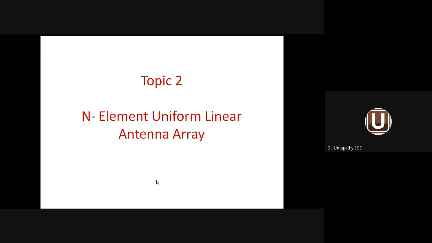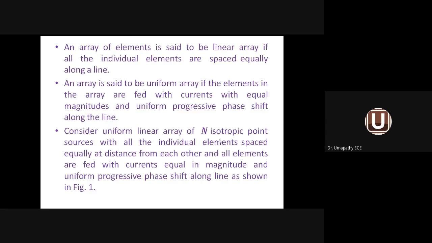Now, the n element uniform linear antenna array. With this topic, let me close the lecture. We have seen initially what is meant by an antenna array, the types of antenna array, and the 2-element antenna array, that is, the 2-point source. Now we are going to apply the concept to the n-element uniform linear antenna array. The definition for linear array is given here. Linear array means all the antenna elements are spaced equally along a straight line.